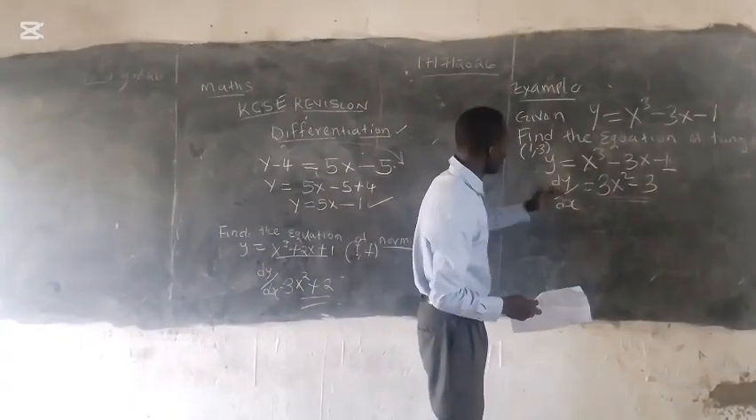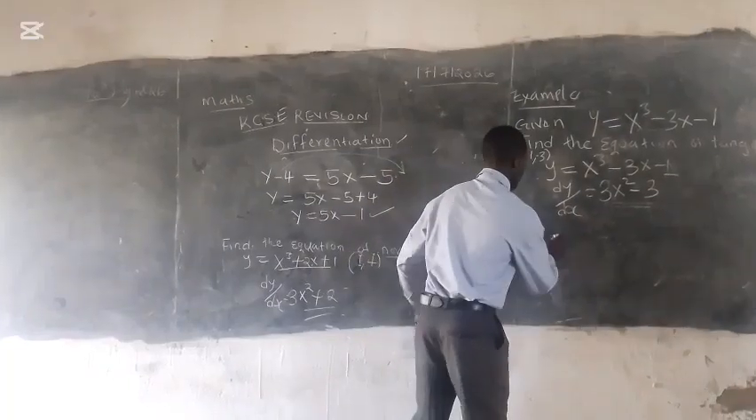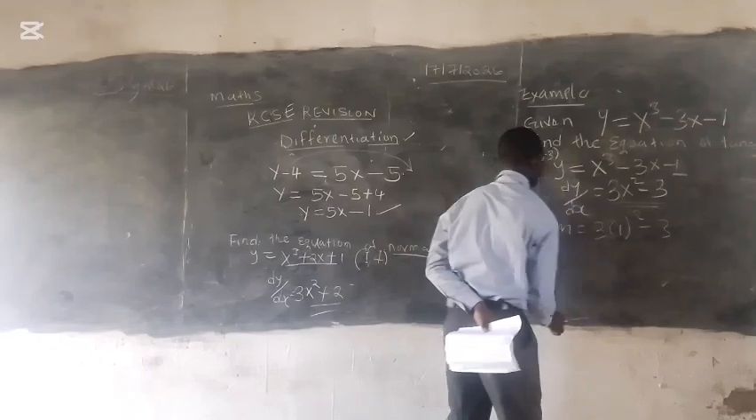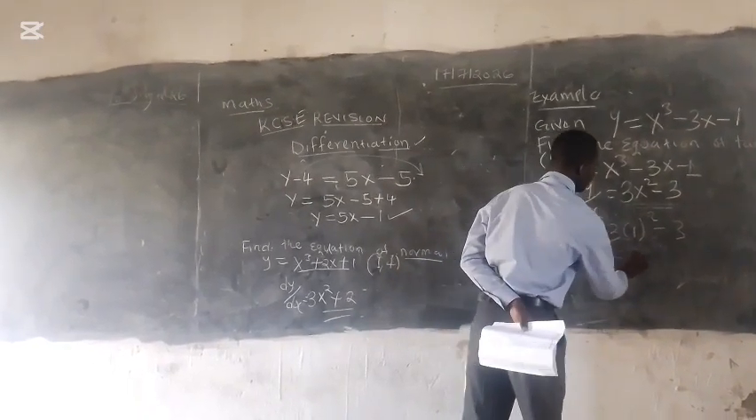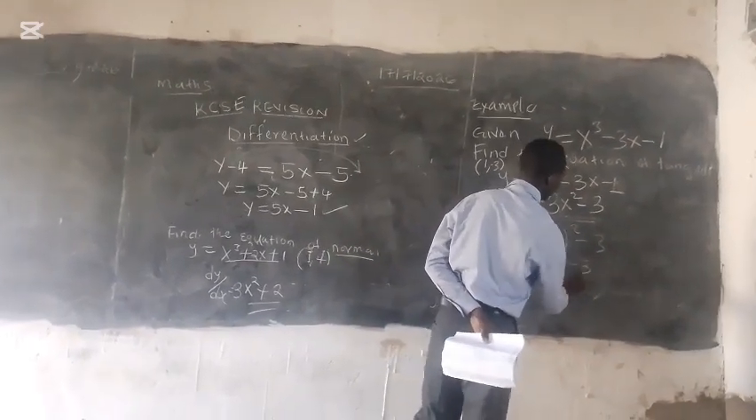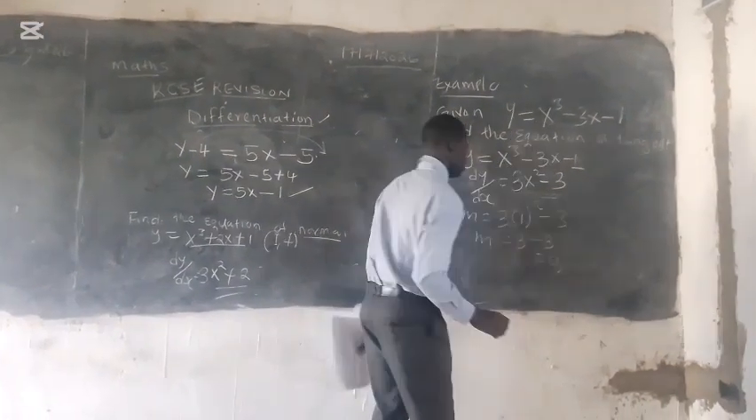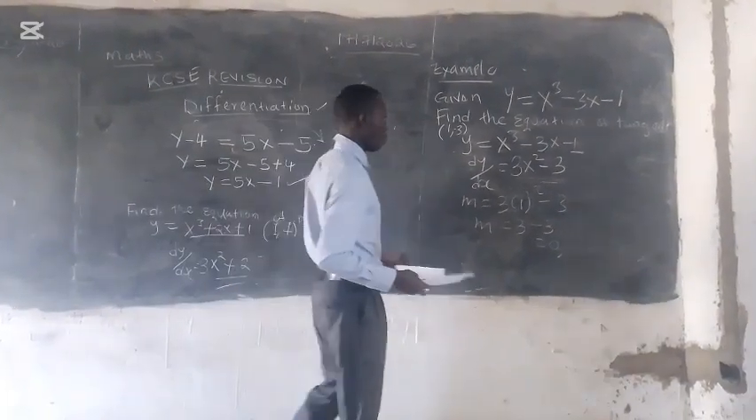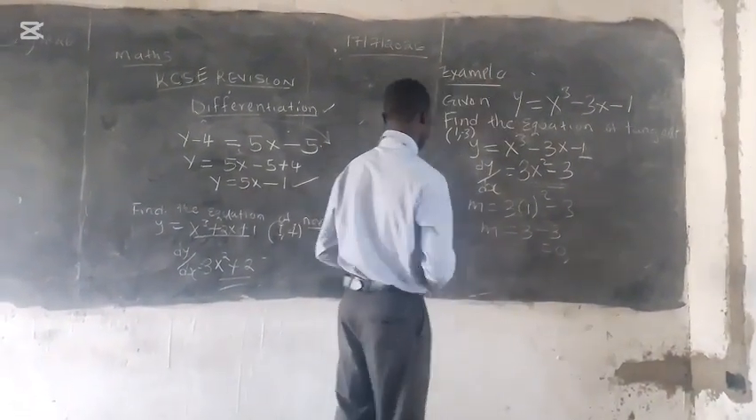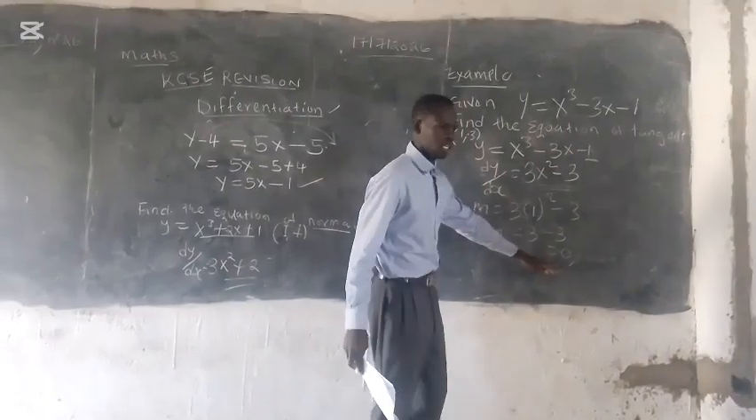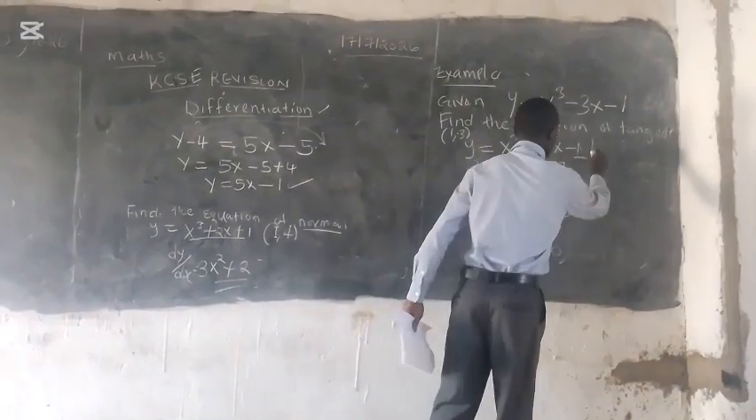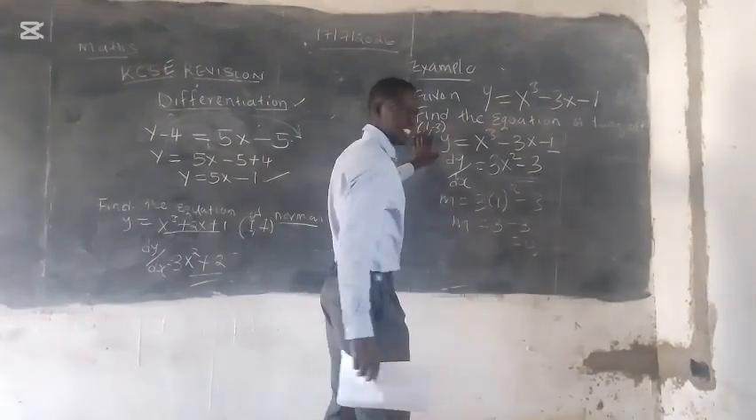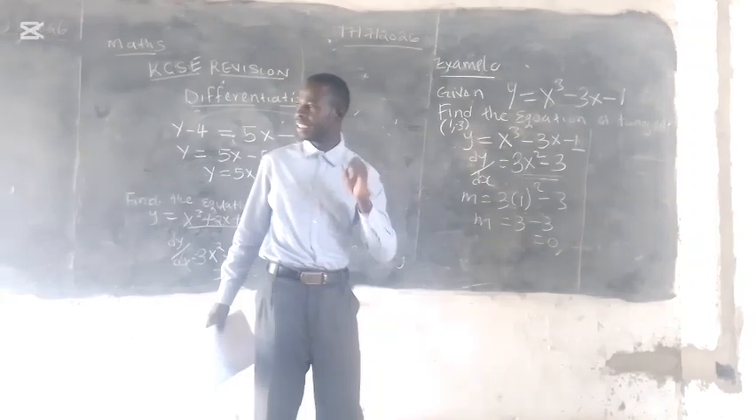For us to get the gradient, we replace with the value of x, and therefore we say our gradient is equal to 3 minus 3. So our gradient is 3 minus 3, which gives us 0. So the gradient of this curve is 0. It means it does not have a slope. It is just flat. That's the gradient. Now after getting the gradient, students, we move on to get the equation. We say that if we have the gradient and we have the point, we can get the equation to the tangent.